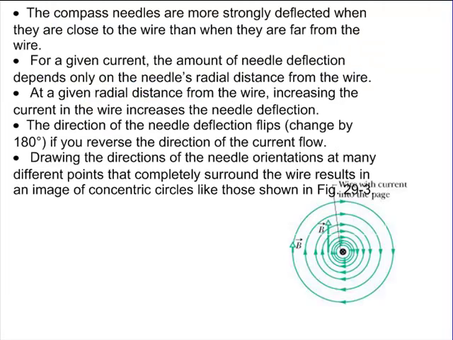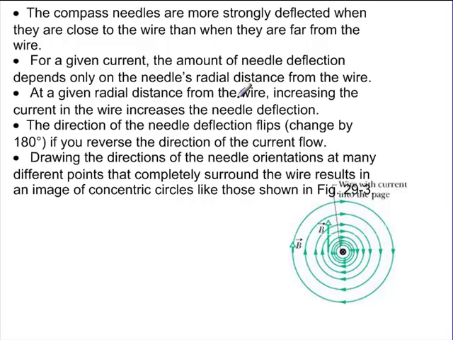Now, a couple of things we find experimentally. The closer you are to the wire, the more strongly the compass needle gets deflected. So that suggests that the magnetic field is stronger closer in. For a given current, the amount of needle deflection depends only on the radial distance from the wire. So there's nothing else that matters. It doesn't matter which direction you're in. It doesn't matter anything other than how far away from the wire you are.